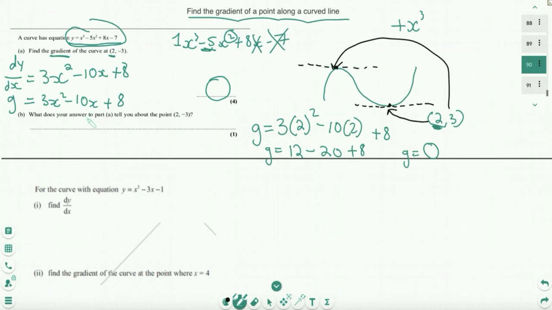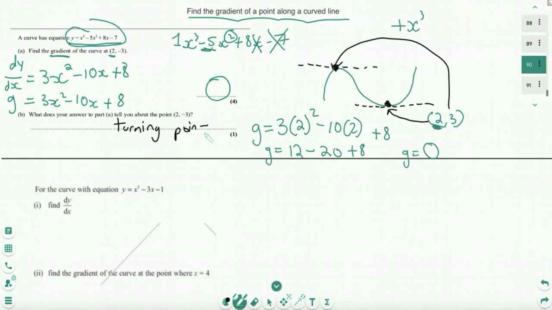Now, what does your answer to part A tell you about the point 2, -3? Guys, whenever you have a point which is at the top of a hill or at the bottom of a hill, we call it a turning point.